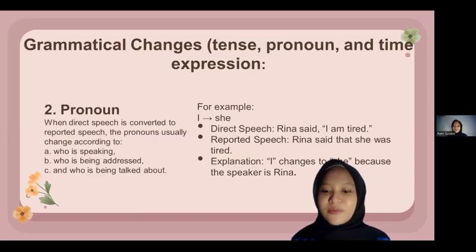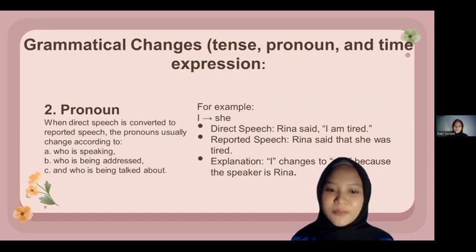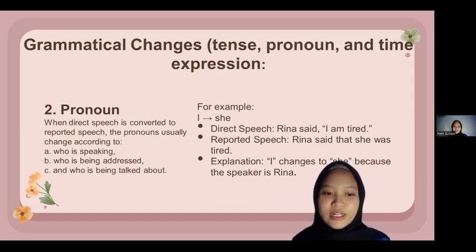Number two is pronoun. When direct speech is converted to reported speech, the pronoun usually changes according to who is speaking, who is being addressed, and what is being talked about. For example, I to she. Direct speech: Rina said, "I am tired." Reported speech: Rina said that she was tired. I changed to she because the speaker is Rina.